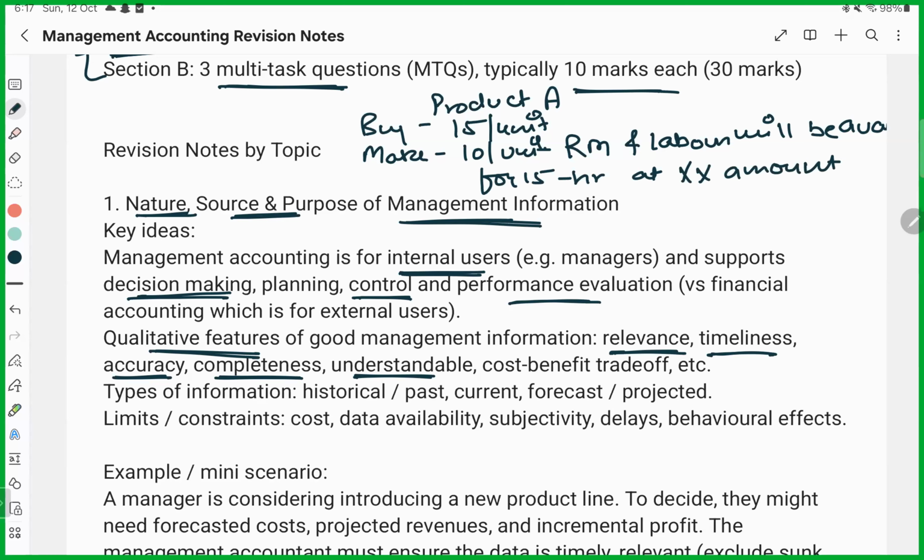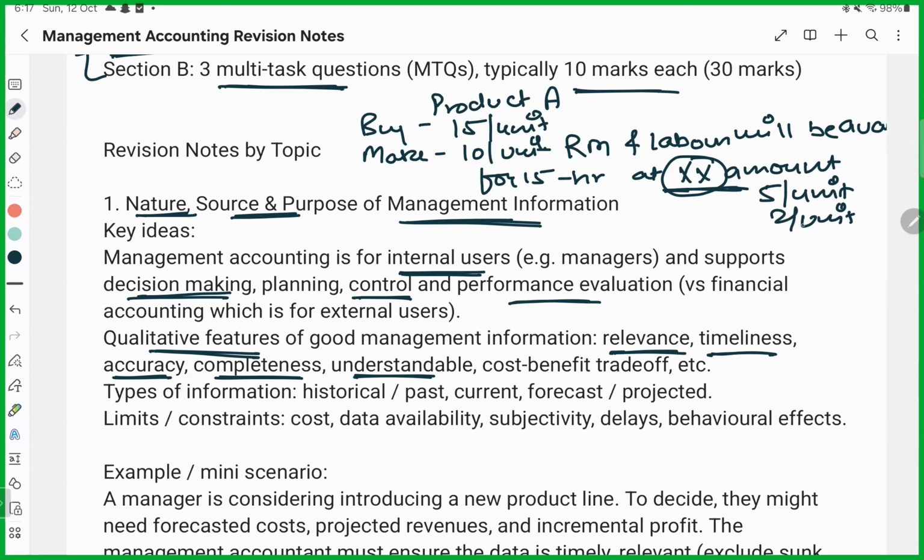Now tell me, are you able to understand anything from the XX amount? No, right? Since it's not providing me the correct numbers, it's not providing me the correct information. XX is something which the management will not be able to understand. What management will require is the actual amount, whether it's 5 rupees per unit or 2 rupees per unit or whatever.